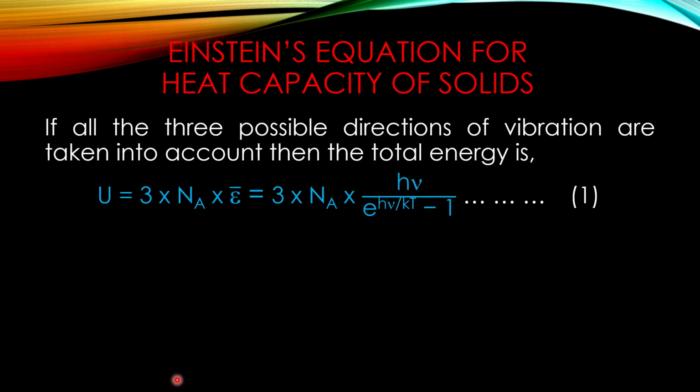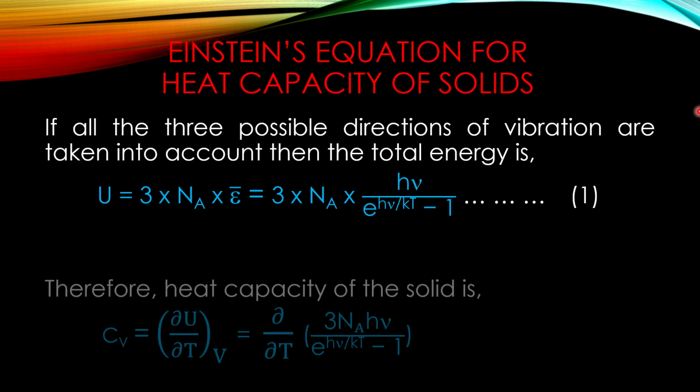If all three possible directions of vibration are taken into account, each atom has three modes of vibration: along the x-axis, along the y-axis, and along the z-axis. So in order to get the total energy, we have to multiply N_A times epsilon bar by 3. So it is 3 N_A epsilon bar, and the result is 3 N_A h nu divided by e to the power h nu by kT minus 1. This is equation number 1, where we get the expression of U on the basis of Einstein's assumptions.